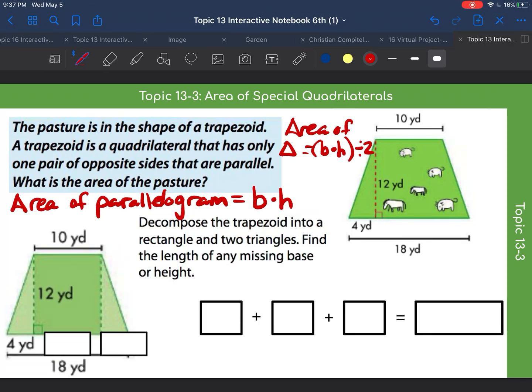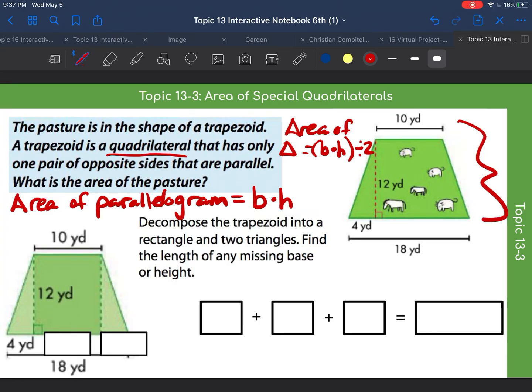It says, the pasture is in the shape of a trapezoid. A trapezoid is a quadrilateral, meaning it has 4 sides, that has only one pair of opposite sides parallel. They want to know what the area of the pasture is. So this is our pasture right here.